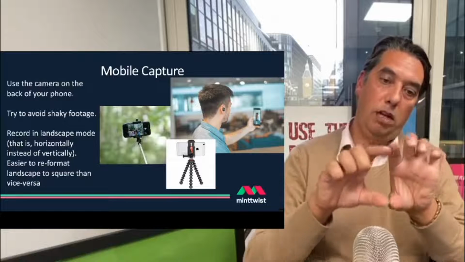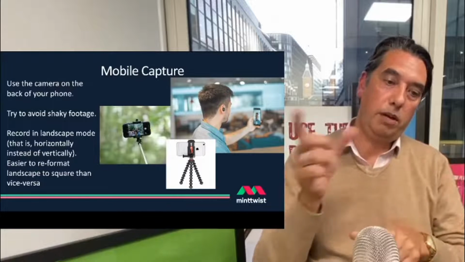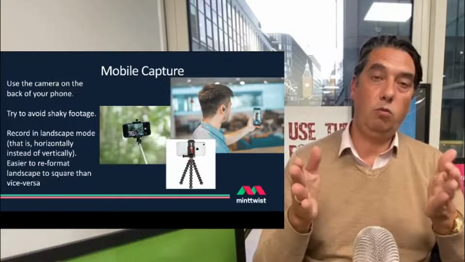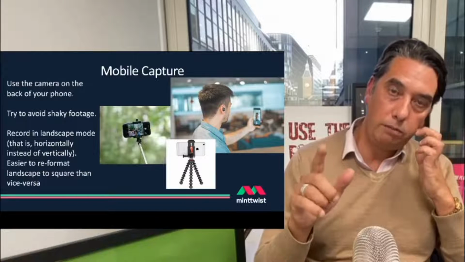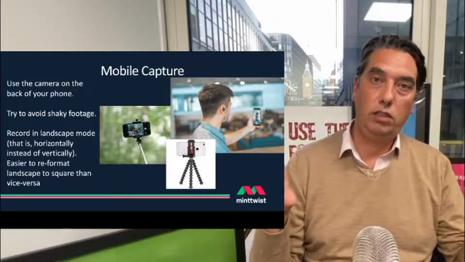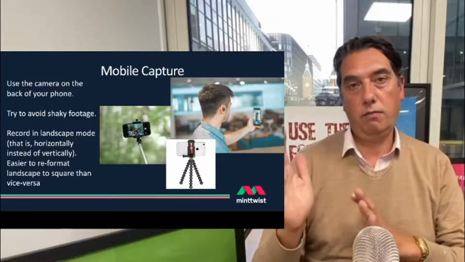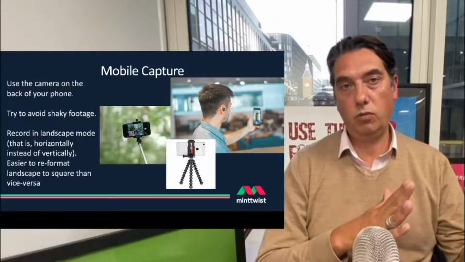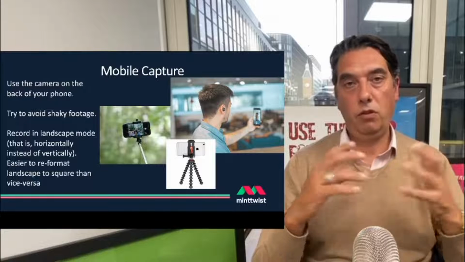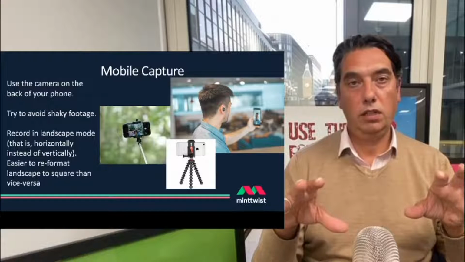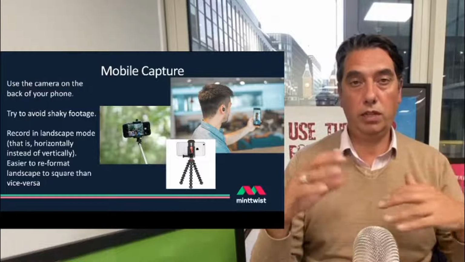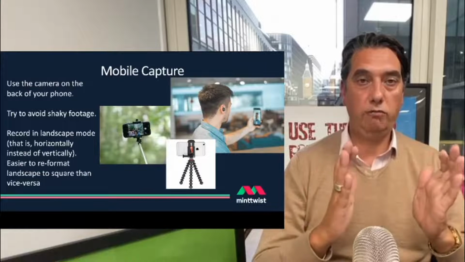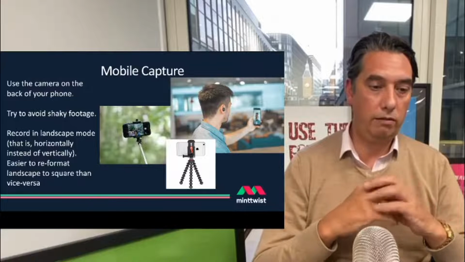Recording in landscape mode, so horizontally as opposed to vertically, is probably the easiest format to work with. If you're going to repurpose your video for different channels, some channels like Instagram lend themselves more to vertical video, while channels like YouTube lend themselves more to landscape video. If you're not sure what channels you're going for, or if you're going for multiple channels with different formats, my recommendation would be to shoot in landscape and reformat for vertical rather than the other way around. It's easier.